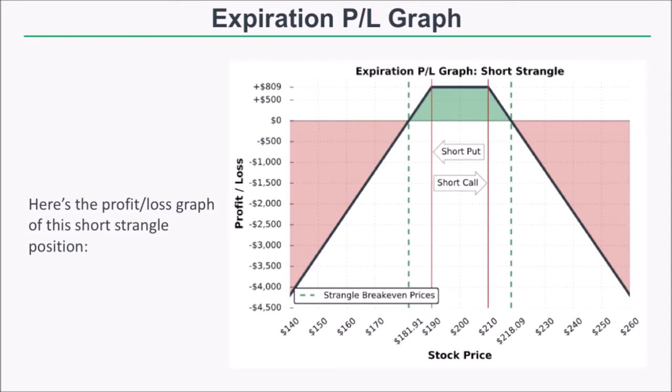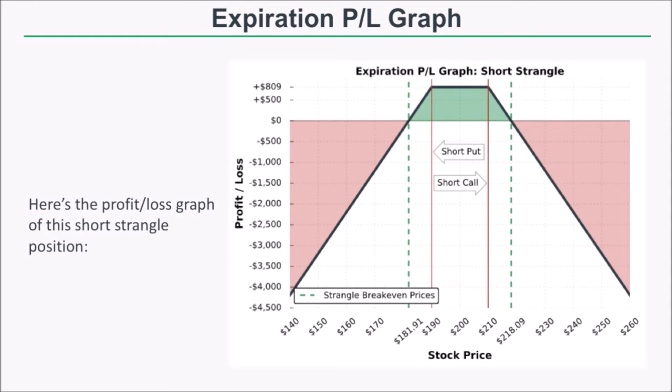Now, if you look at any significant stock price decreases or increases, you'll notice that we have significant loss potential on a short strangle strategy. In this case, if the stock price falls to 140, we'll have a loss of around $4,000 per contract. And if the stock price rises to around 260, we'll also have a loss of around $4,000 per contract, or per short strangle.